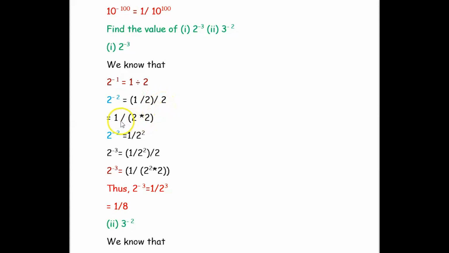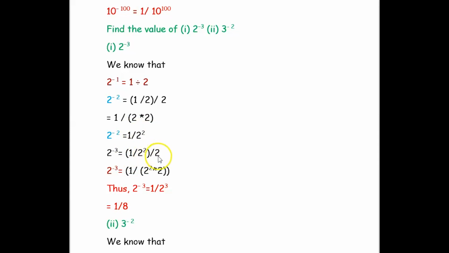So we can rewrite this as 1 divided by 2 into 2, so that is 1 divided by 2 square. So 2 raised to the power negative 2 is equal to 1 divided by 2 raised to the power 2. Same way, for 2 raised to the power negative 3, we have to take the previous one, that is 1 divided by 2 raised to the power 2.